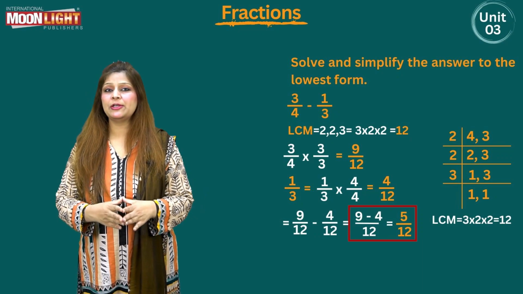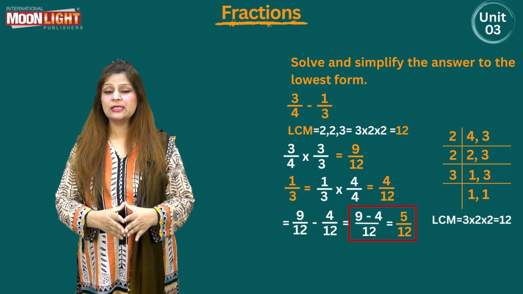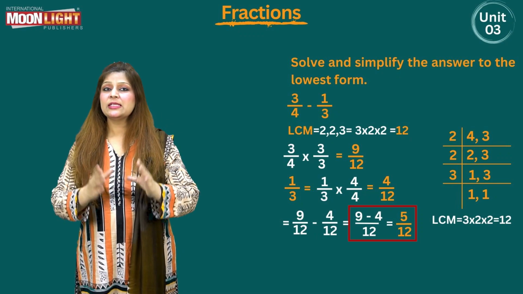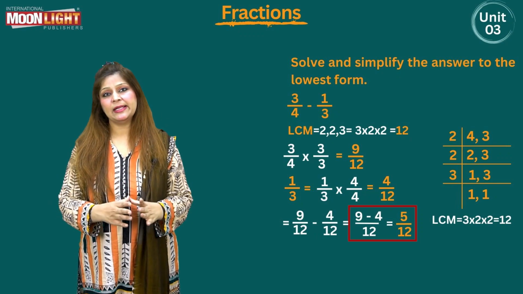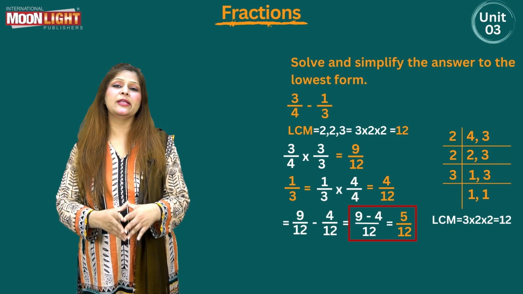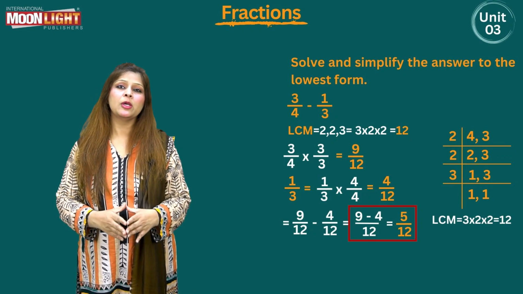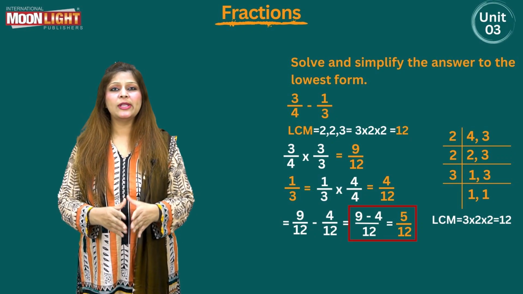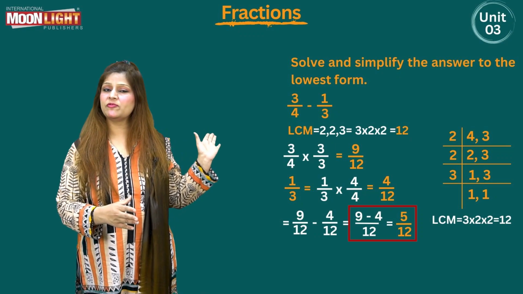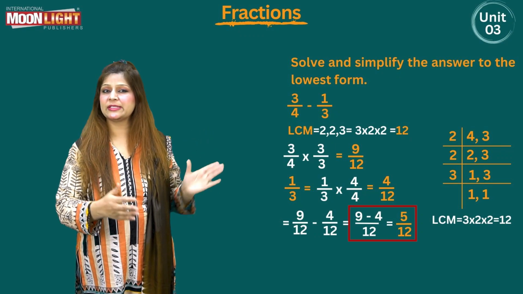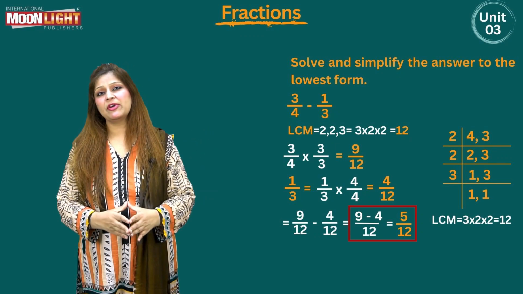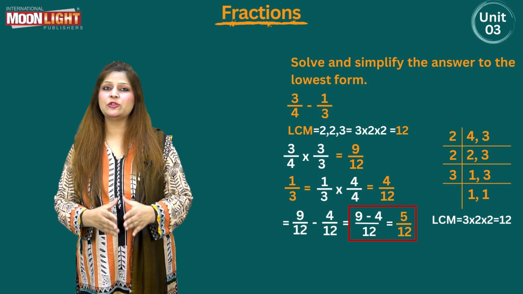So 5 by 12 is my answer, because this is no more divisible by any other number, and this is already written in the lowest or simplest form. As you know, this is a proper fraction, so we are not going to write it as a mixed number. So this is my final answer, which is 5 by 12.